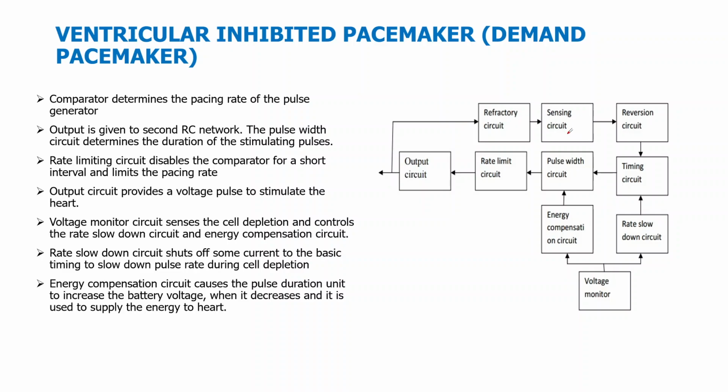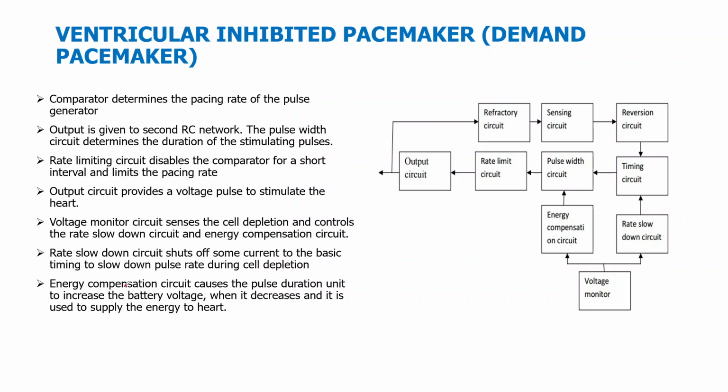senses continuously. If the R wave is present properly, then the reversal circuit makes the comparator stop. So the R wave is continuously monitored. If it is needed, the circuit will work and give pulses; otherwise it will stop the generation of the pulse width circuit. That means the artificial impulses will not be given to the heart. Apart from this, we have a voltage monitor, an energy compensation circuit and a rate slowdown circuit. The rate slowdown circuit sets up some current to the basic timing, so whenever there is some depletion, it will act.